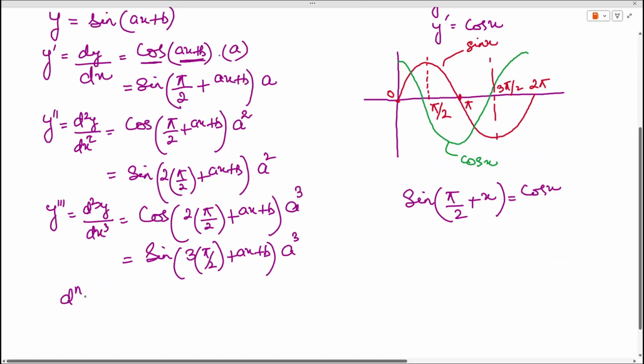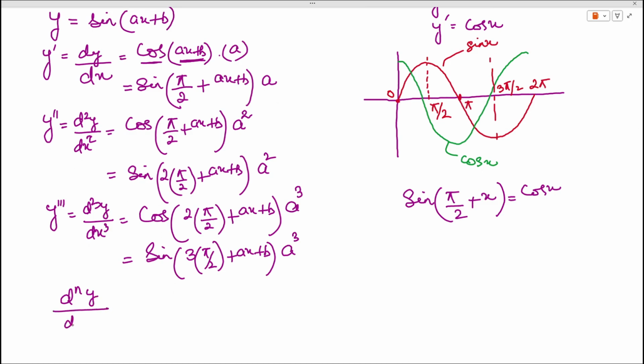Now, if we try to get the nth derivative of this, we can see that for the first derivative, a is to the power of 1. For the second derivative, a is to the power of 2. For the third derivative, a is to the power of 3. So for the nth derivative, a is going to be raised to the power of n.